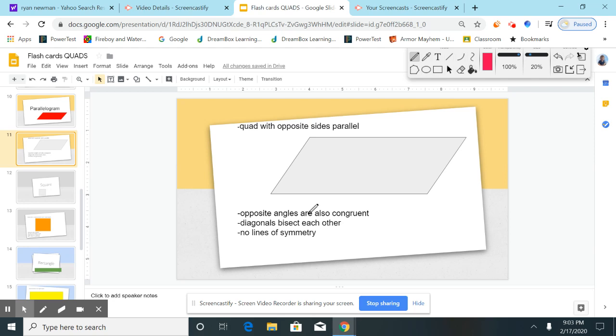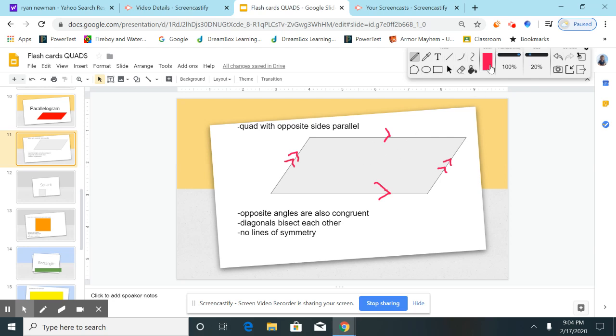And we're going to mark it up here. So opposite angles are also congruent. The first thing it says is opposite sides are parallel. So let's mark that. Top and bottom, parallel. That's our marks like we talked about before. Left and right also would go on forever and never touch. So they're going to get 2 marks.